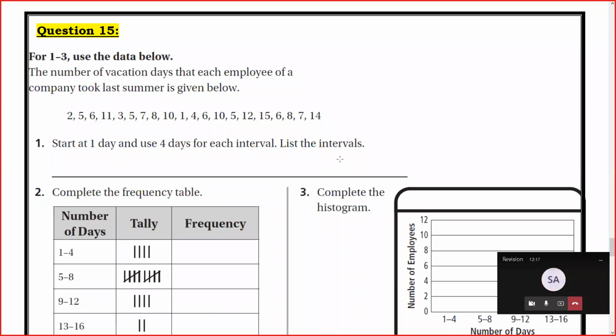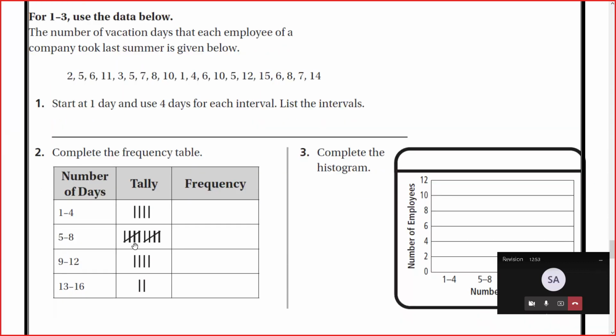Question number 15. The number of vacation days that each employee of a company took last summer is given below: 2, 5, 6, 11, 3, 5, 7, 8, and so on. They asked each employee how many days they took as a vacation. One said, I took 2. One said, I took 5. One said, I took 10. One said, I took 1, and so on. Now start at 1 day and use 4 days for each interval, and complete a frequency table.